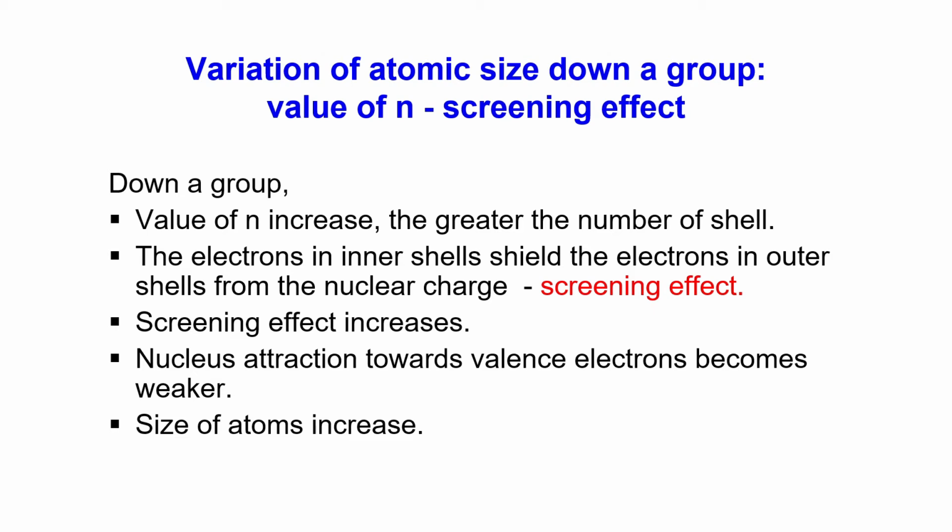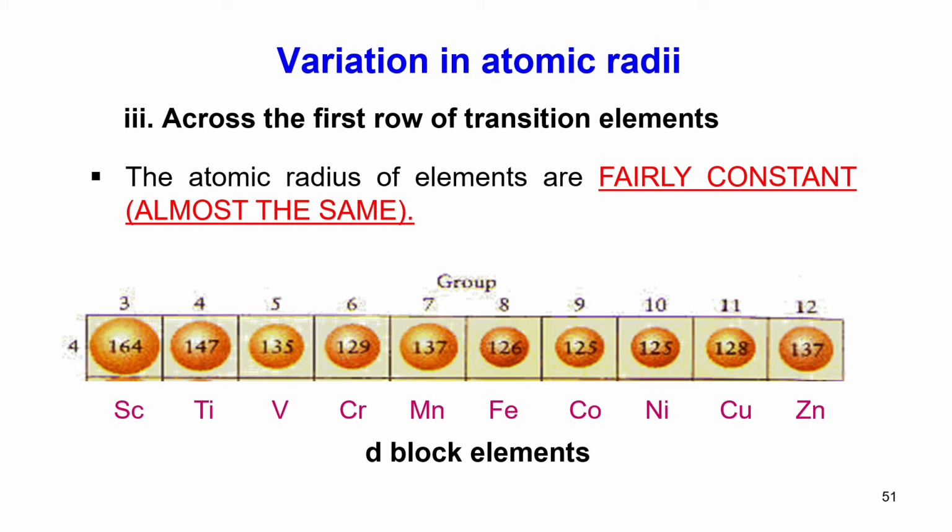Variation in atomic radii across the first row of transition elements. For transition elements in the middle, the atomic radius of the elements is fairly constant, which is almost the same. It does not change much for atomic radii. So we can see here it is slightly bigger and smaller. This bigger and smaller depends on the attraction, so we look at the effective nuclear charge.